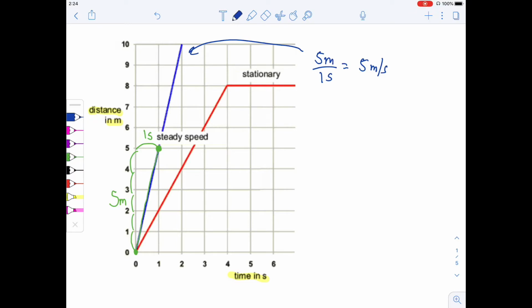Then the red one, same thing. We're going to go until we hit a corner right there, and then we calculate it. So we go up 2, right? So 2 meters, right? 1 second. So this one is 2 meters for every 1 second, which is 2 meters per second. Right there. Bam. That's the red.